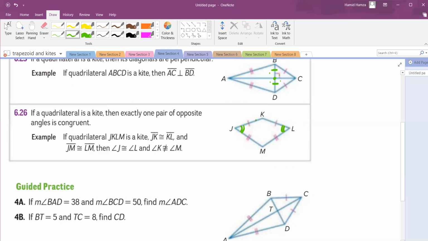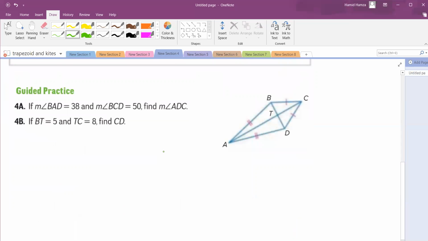So which pairs are congruent? The angles included between the equal sides are not equal. These two sides are equal, so this is the angle included between them, and this is the angle included between them. They are not equal. But the angles included between the two different sides are equal. Okay, let's take an example.